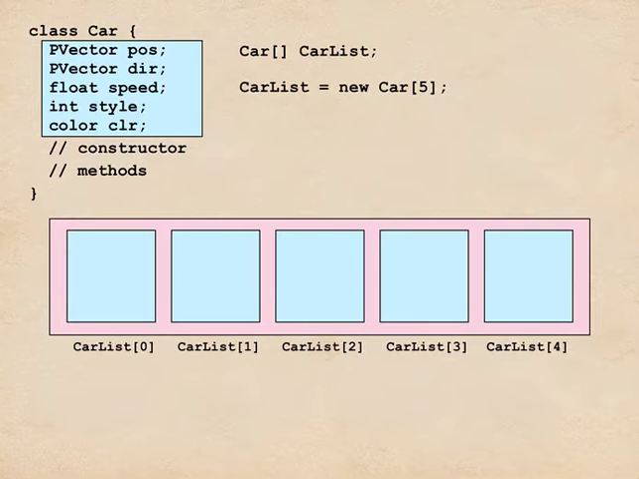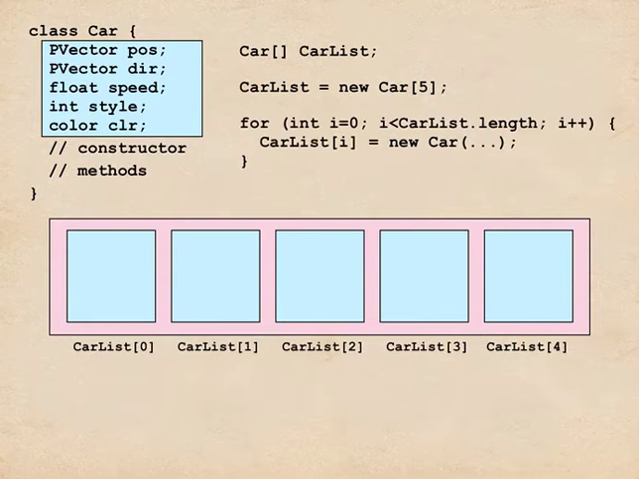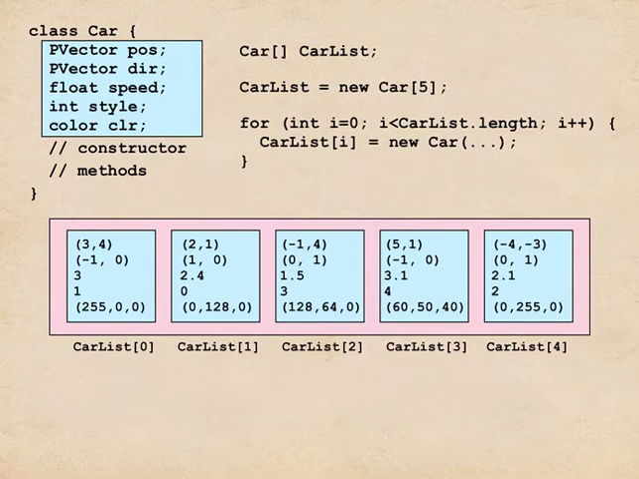Now we're ready to actually fill them in. So we go through the array, and for each one of the entries in the array, we call new Car with all of its arguments. And that populates each one of these 5 cars with a new set of values. Typically, when you're creating these cars, each one will be different than the other. So here I'm not showing the mechanics for that, I'm just showing the results. Each car has its own position, direction, speed, style, and color.